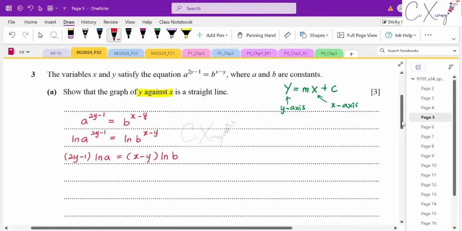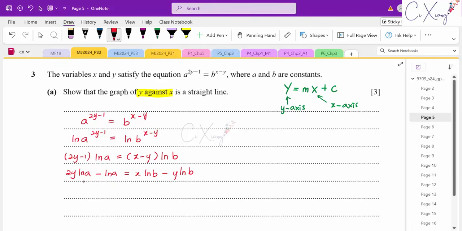Okay, next, now we try to group and have a look whether it is possible for me to group all the y on the left and the x on the right. So I want to group all the y on one side, all the x on one side. For this part, I can expand the y first. So I have 2y ln a minus ln a, then x ln b minus y ln b. So you can see from here that it is possible for me to separate the x and y to two different sides.